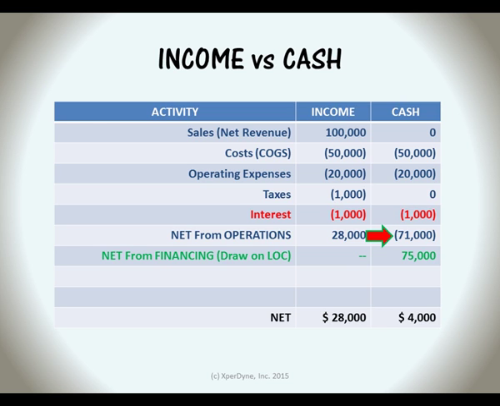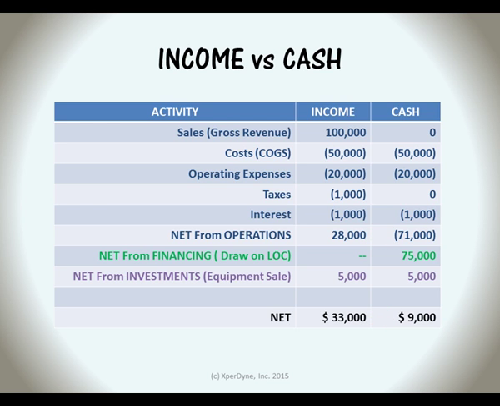Adding the $75,000 from the bank loan to the negative $71,000 from operations, the net cash flow for the month of May is now a positive $4,000. To raise cash, the business sells an old piece of unused equipment for an immediate $5,000. As the cash received is not part of regular operations, it's noted as an investment, and income is now $33,000 and net cash is $9,000.